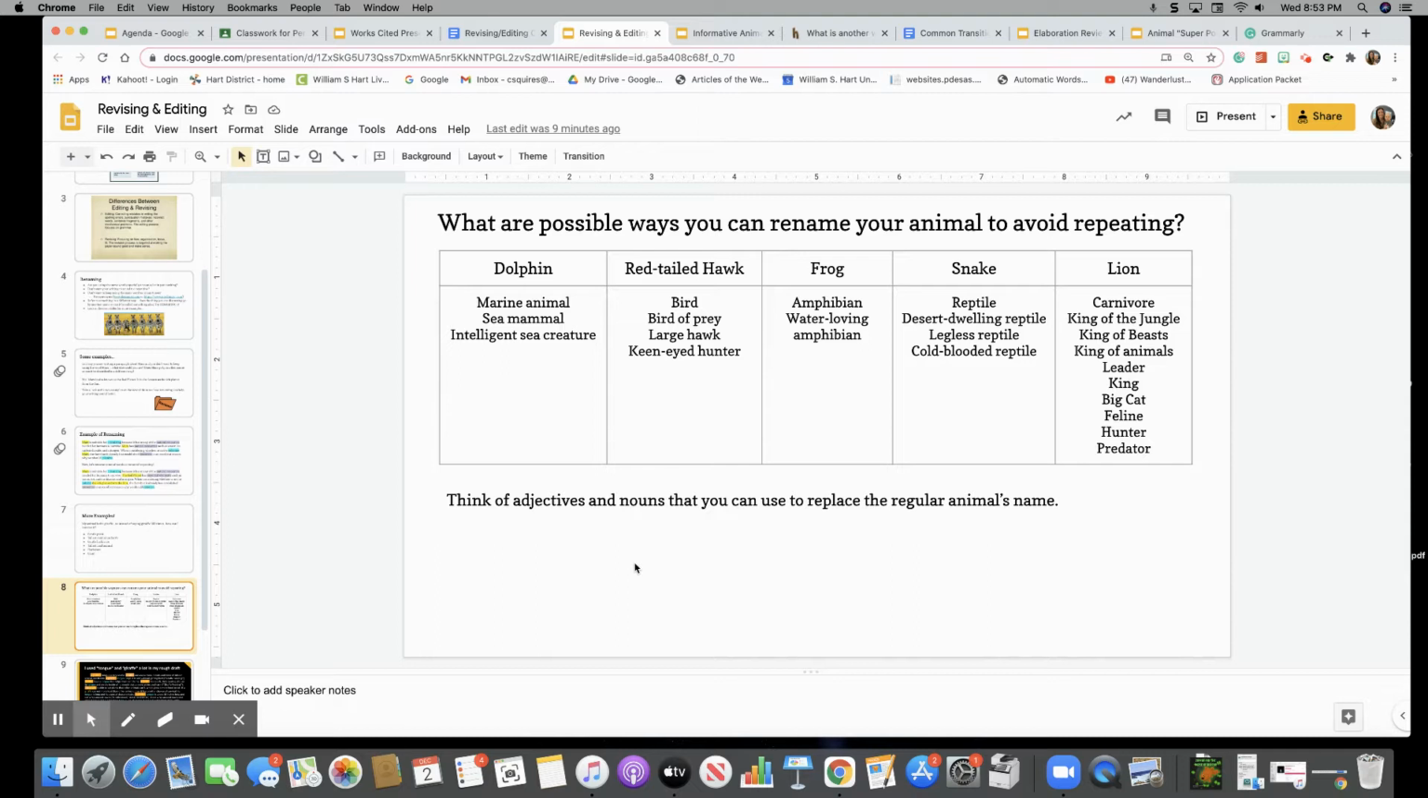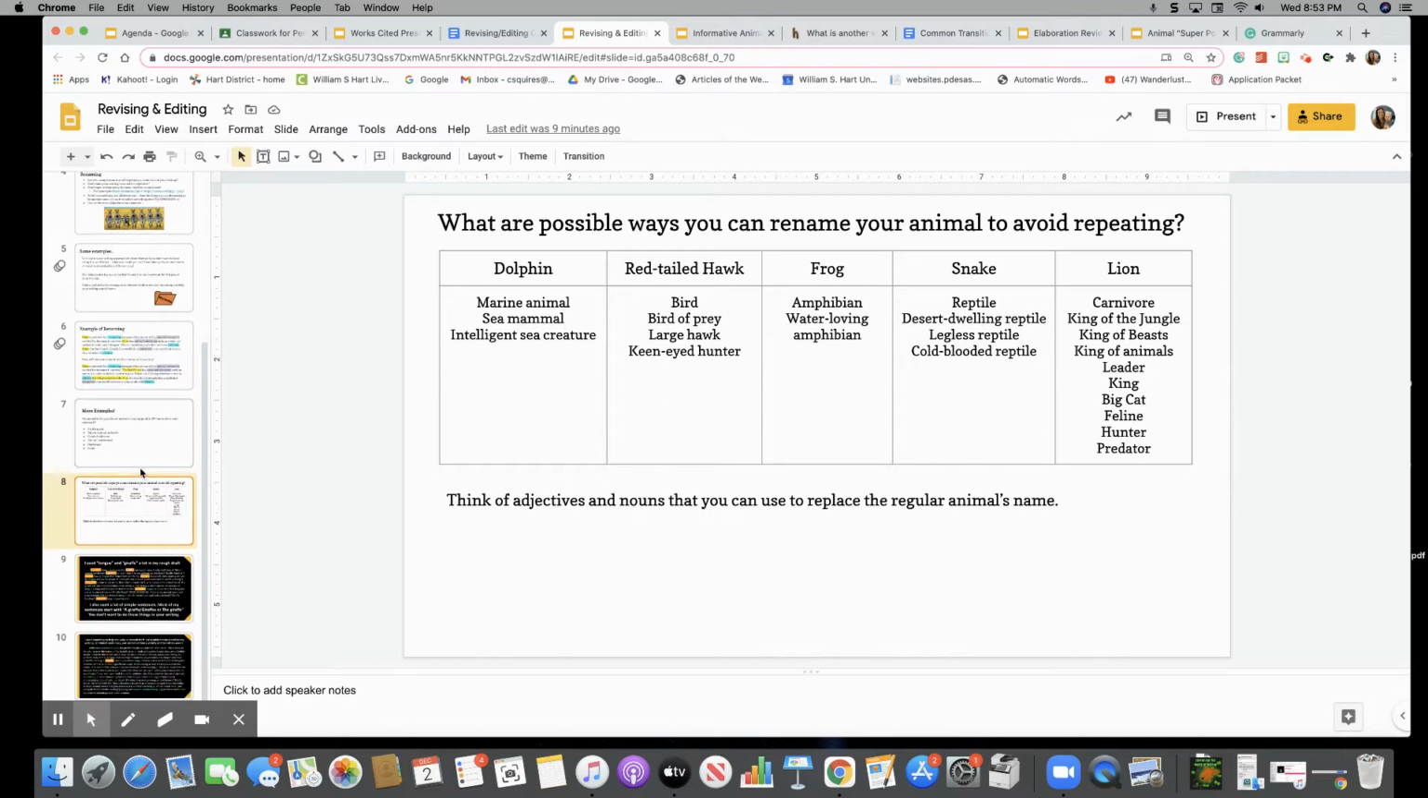A lion actually has a lot. It's a carnivore since it eats meat. It's king of the jungle, king of beasts, king of animals. You could call it a leader. You could call it the king. You could call it a big cat. You could call it a feline. You could call it a hunter. You could call it a predator. So think of adjectives and nouns that you can use to replace the regular animal's name. Again, just to help your paragraph not be so repetitive.